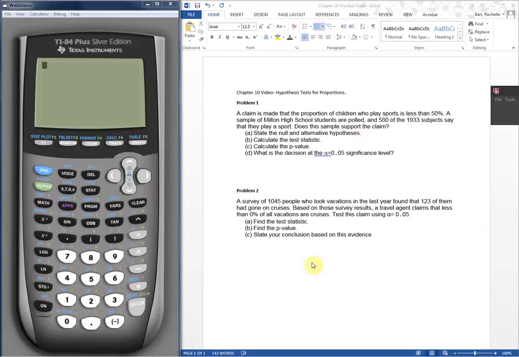This is the chapter 10 content, one hypothesis test for one proportion. So let's get into it. And I'm also doing this on the calculator rather than Minitab for funsies.